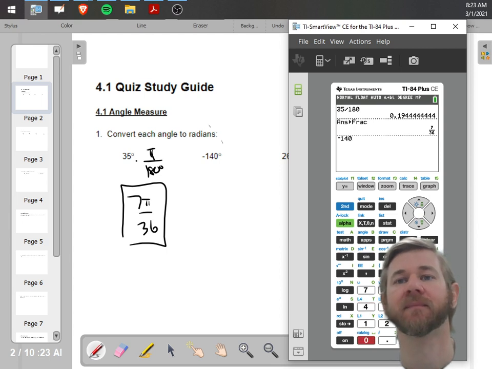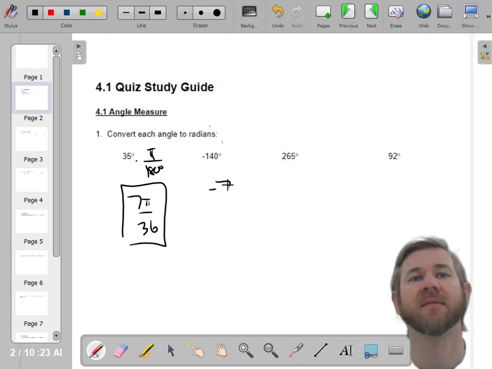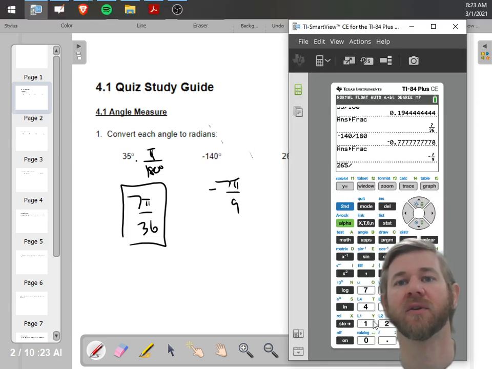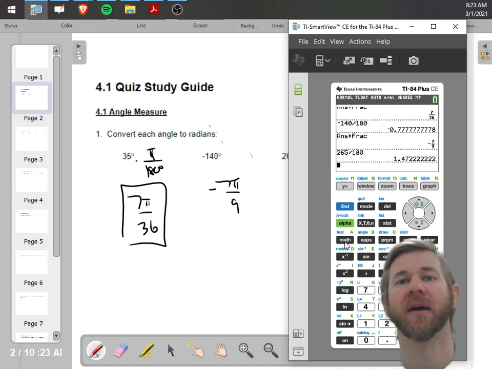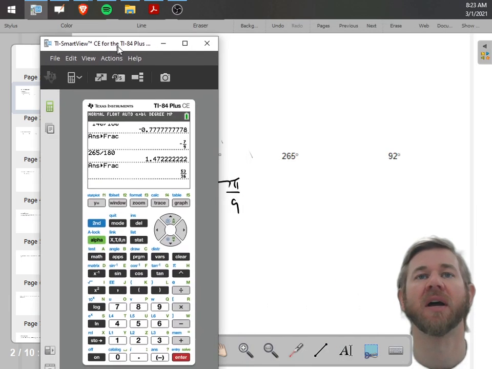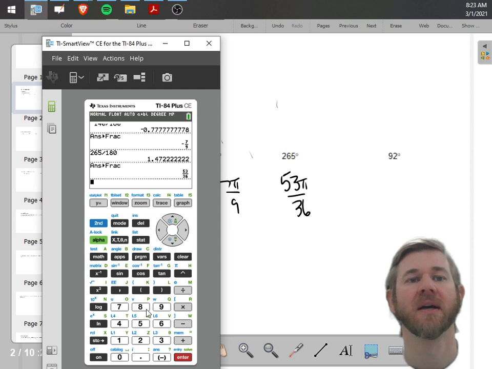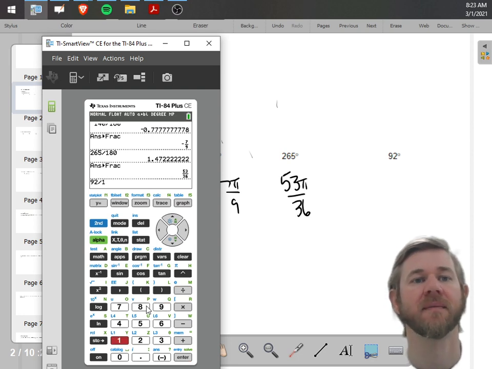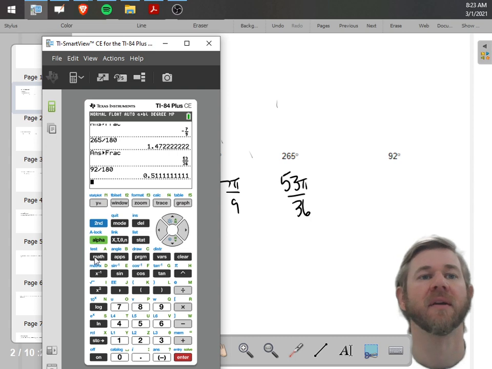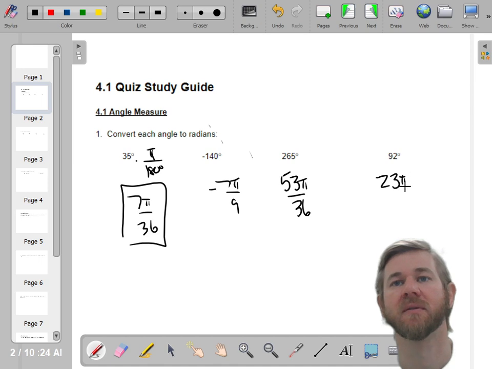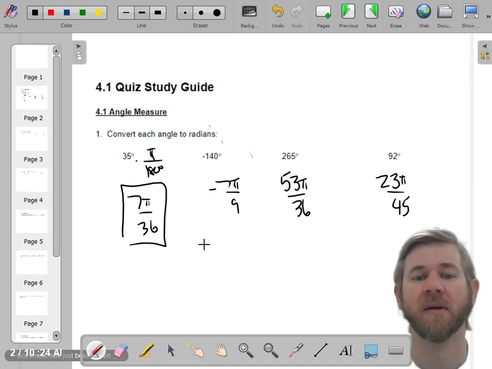Negative 140 divided by 180 is, I think, 7/9. Yep, negative 7 pi over 9. 265 over 180, math, frac, 53 pi over 36. And then 92 over 180, math, frac, 23 pi over 45. So we're just converting from degrees to radians.